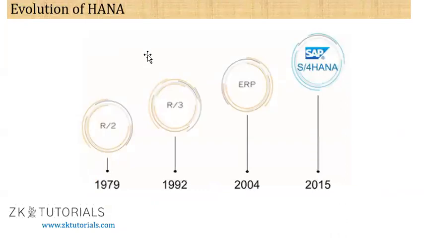SAP was started in 1972 by five former IBM employees with a vision of creating standard application software for real-time business processing. SAP, as the word suggests, stands for Systems, Applications, and Products in Data Processing. SAP creates a centralized system for businesses that enables every department to access and share common data. So it's an inception.